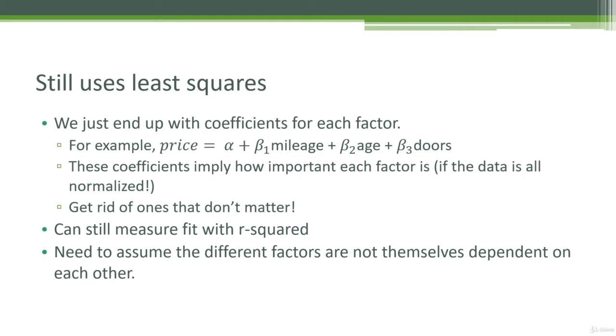So instead of a single coefficient attached to some single feature variable, we can have multiple terms with multiple variables. So we can say that we can predict the value price based on some constant value alpha, times some coefficient called beta 1 times your first feature, which, say, could be mileage, plus some coefficient beta 2, which might be multiplying with some other feature like the age of the car, plus beta 3 times the number of doors, whatever you want to do. And those coefficients are just measuring how important each factor is to the actual end result.